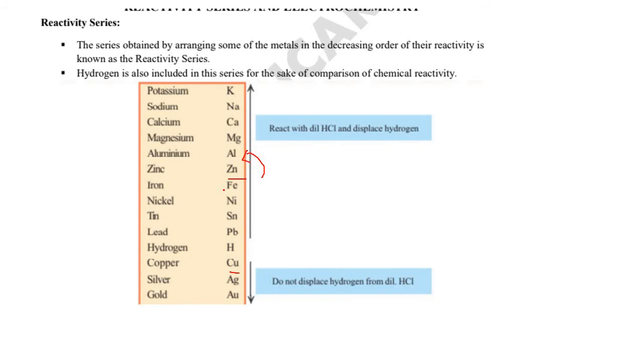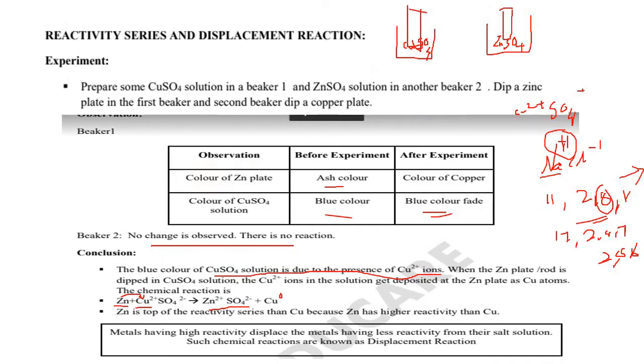Okay, here zinc can displace copper because zinc is more reactive than copper. That is what has happened here. When you insert a zinc rod in copper sulfate solution, zinc has displaced this copper because zinc is more reactive. But in the case of beaker 2, zinc sulfate solution is there and you have dipped a copper rod.